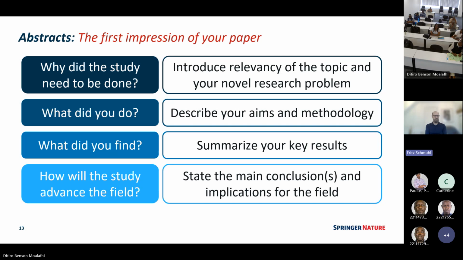Then you move on to the question of what were your findings, in which you summarize the results again. And remember, once again, in results, you're not at the point of interpretation yet. That you keep for the next question, which is how the study advanced the field, in which you state the main conclusions, you have your interpretation, and very importantly, the implications that your research will have for the field. Next slide, please.